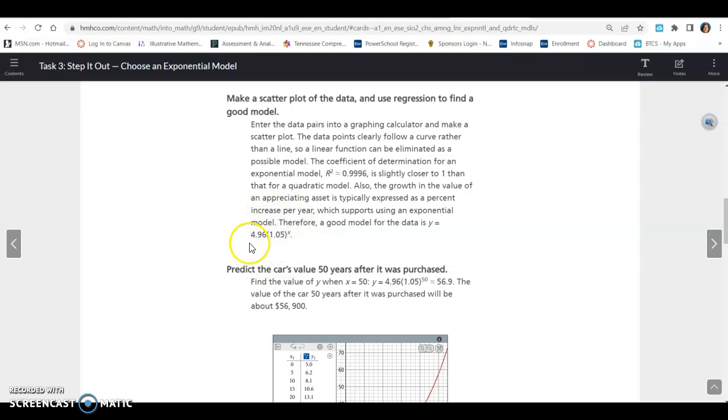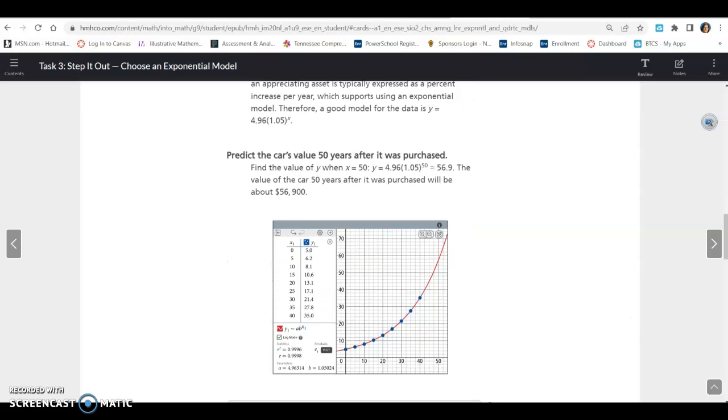We know that's an exponential equation because x is your exponent. And so it says that that is the best model. So now it says predict the car's value 50 years after it was purchased. Find the value of y when x is 50. So all we have to do is plug 50 in for x.